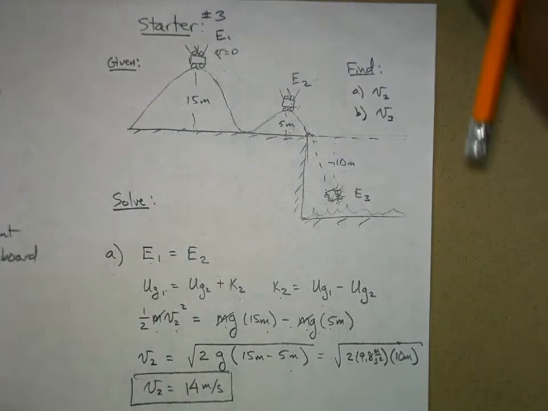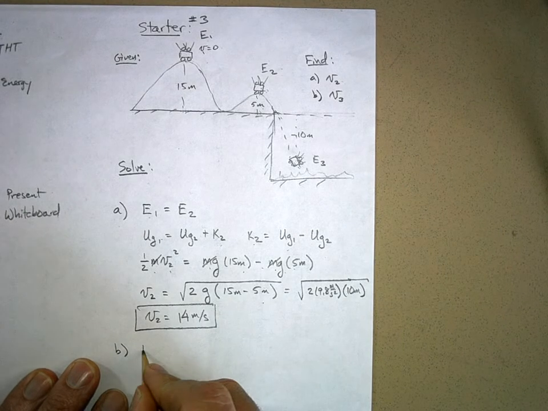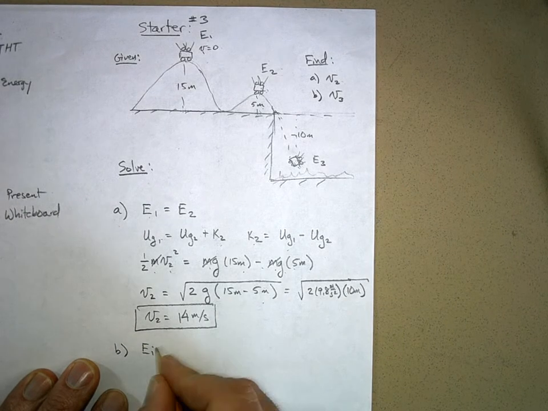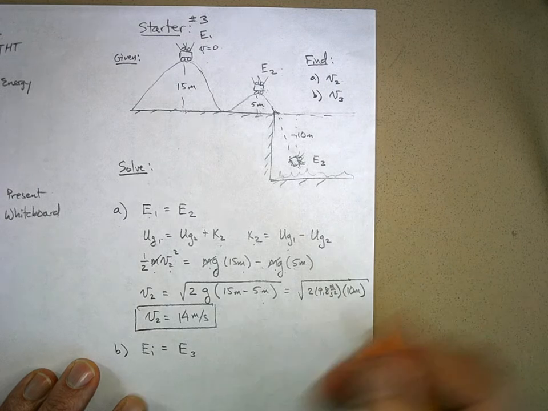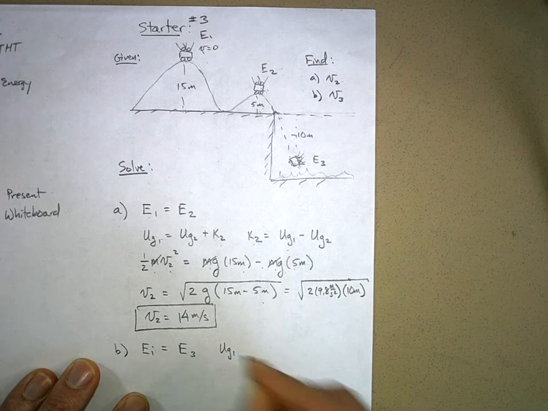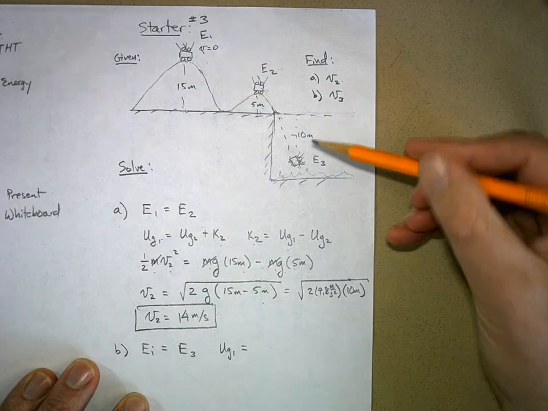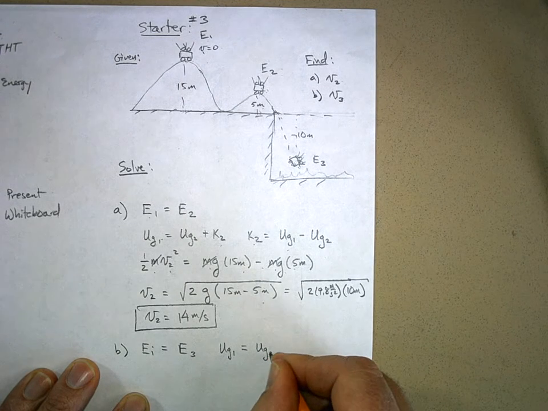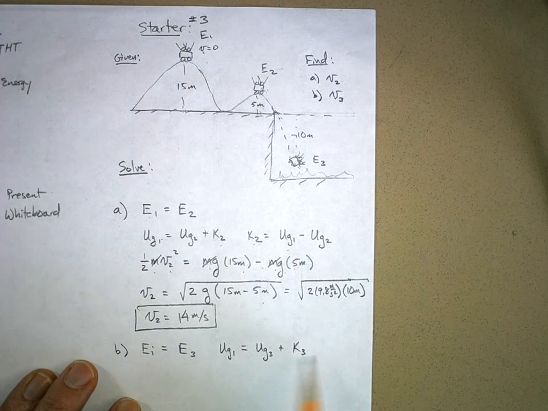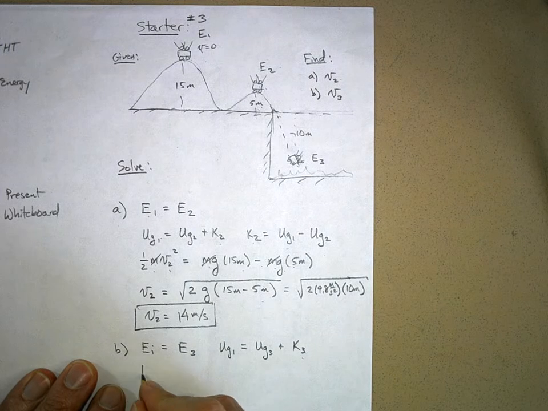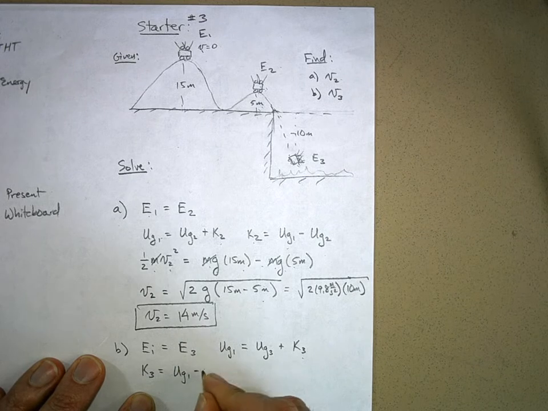Now part B. Again, there's no loss, so E initial or E1 equals E3. And so we'll just go through the same thing. That's UG1. All my energy here is gravitational potential energy, equal to the gravitational potential energy at 3 plus the kinetic energy at 3. So notice this is just like part A. Let's solve for K3. Kinetic energy at position 3 is equal to UG1 minus UG3.